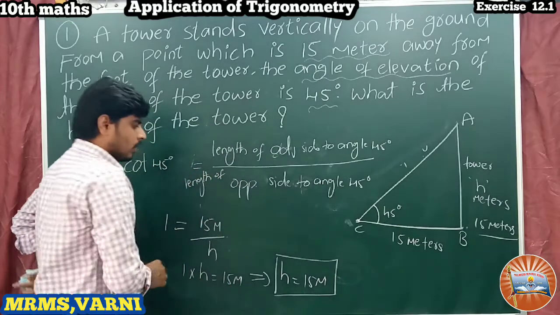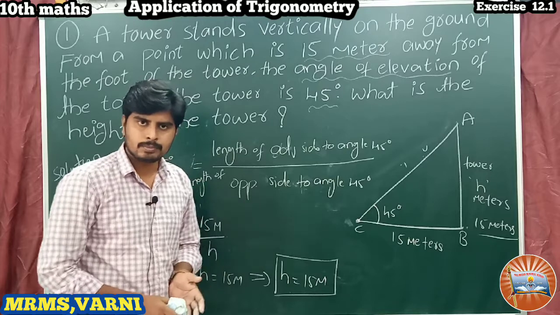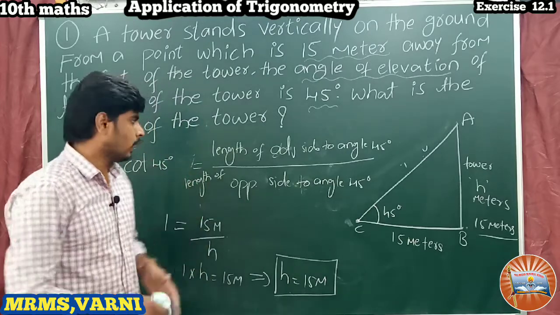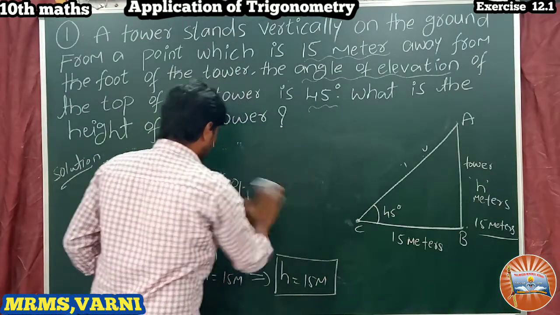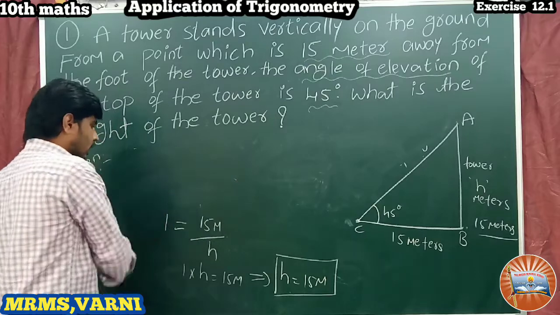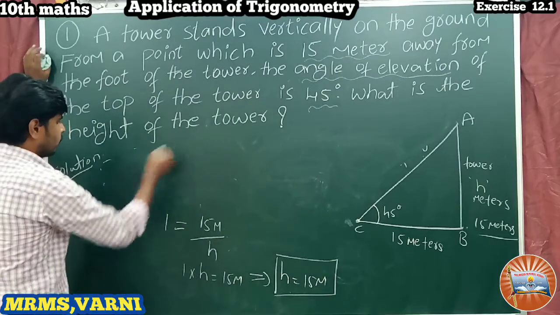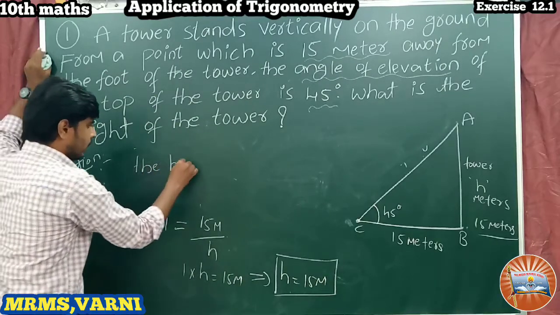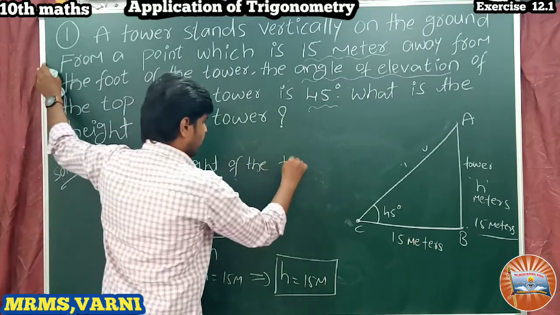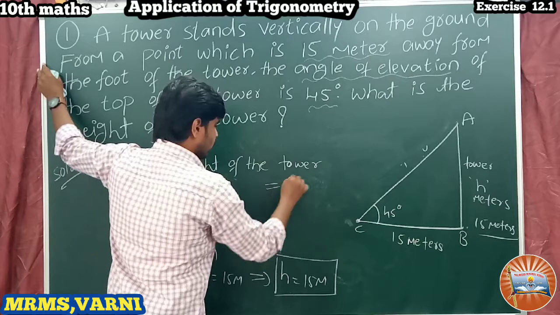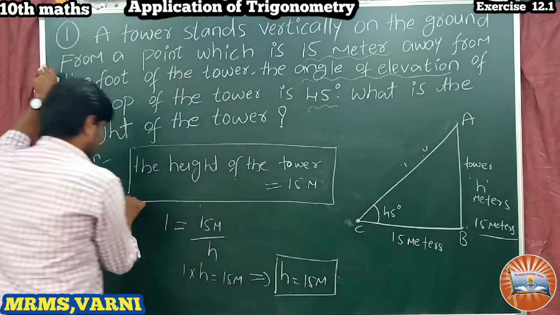In both situations we got the same answer, H equals 15 meters. So the height of the tower is obviously 15 meters. This is the solution. From the examination point of view, you need to write only one, either the tan or the cot case. Finally, we got the height of the tower equal to 15 meters.